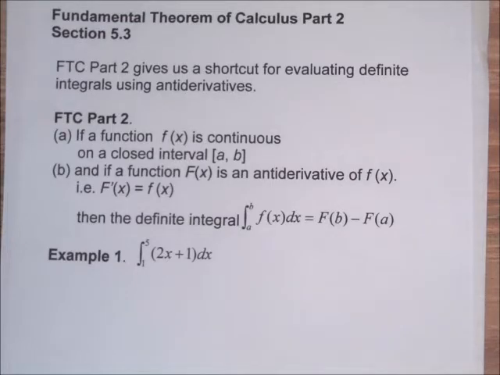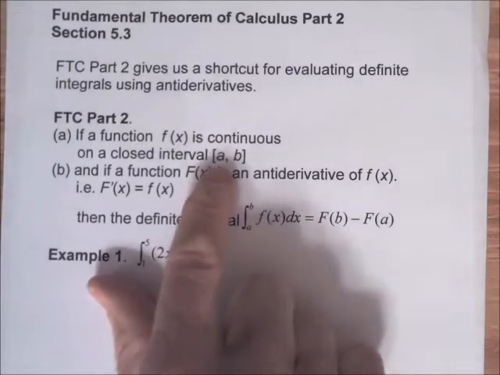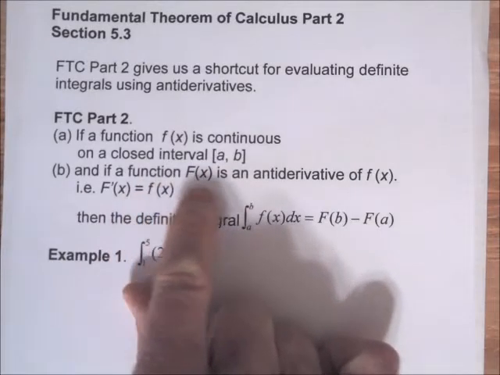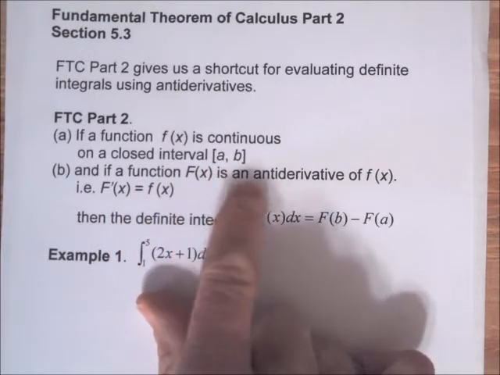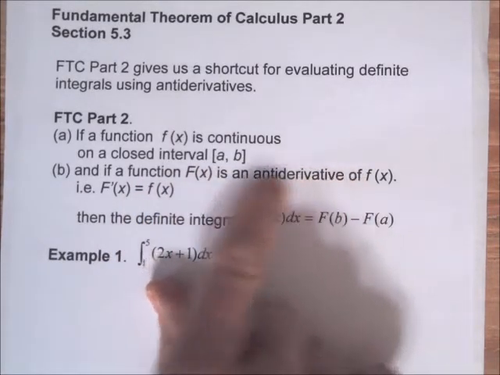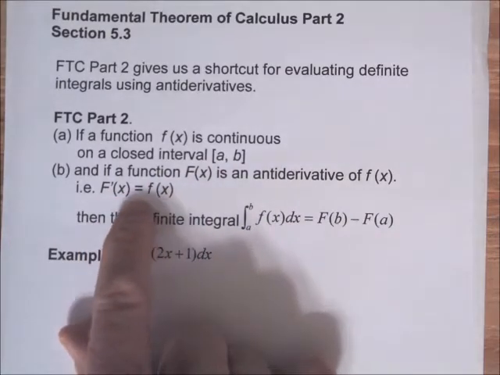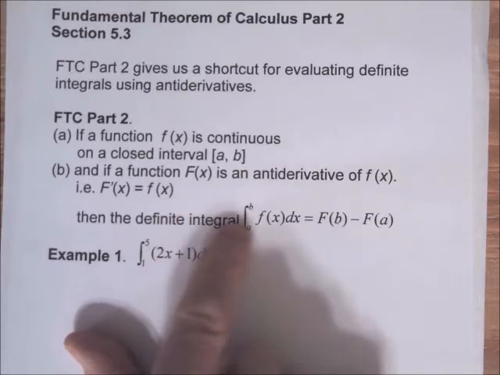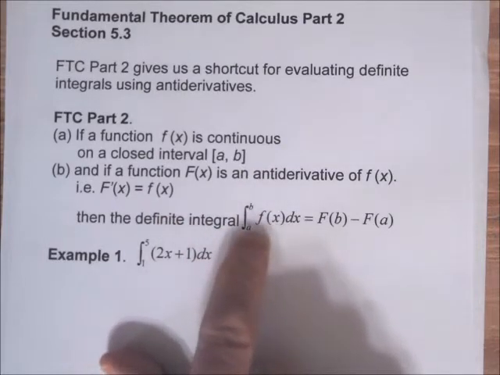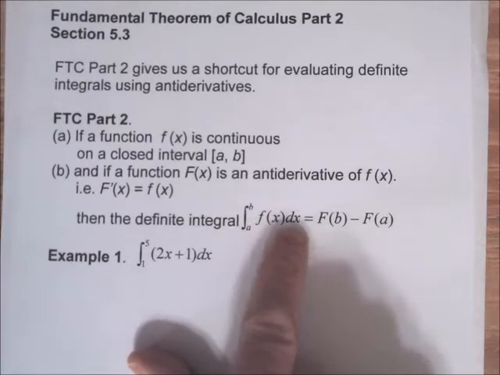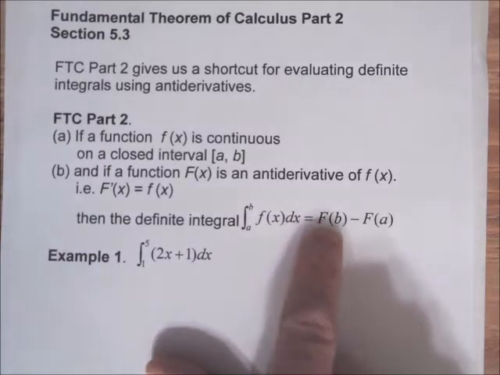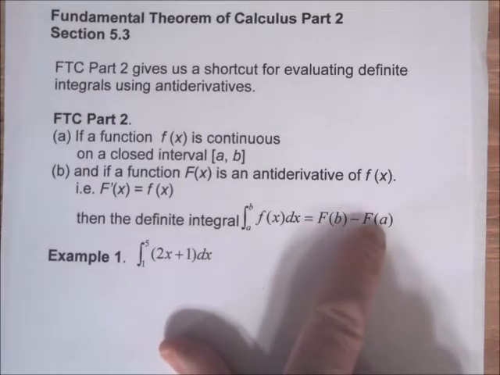If a function f of x is continuous on a closed interval a to b, and if the function capital F is an antiderivative of little f of x, in other words, F prime of x is equal to little f, so if we know an antiderivative, then we can evaluate the integral. So the definite integral, integral from a to b of f of x dx, can be evaluated as capital F of b minus capital F of a.